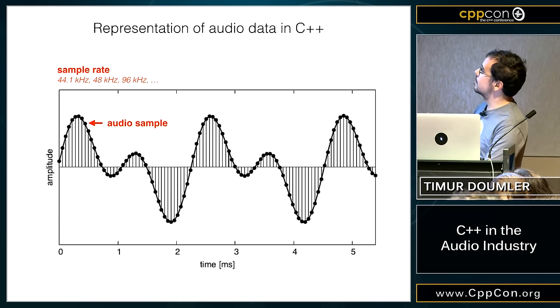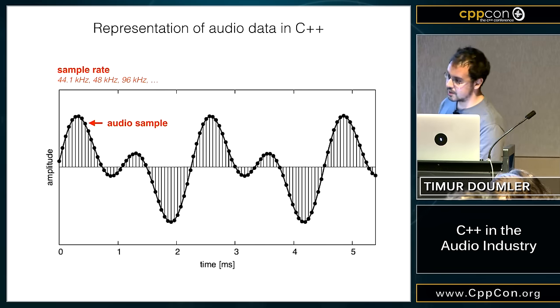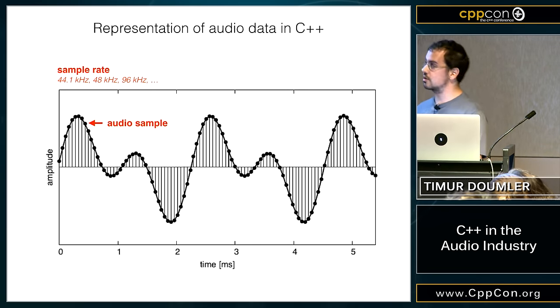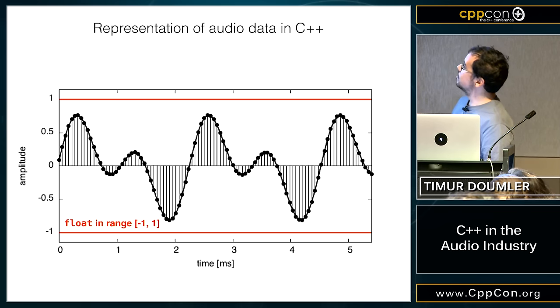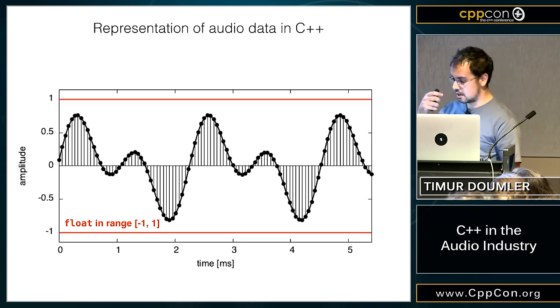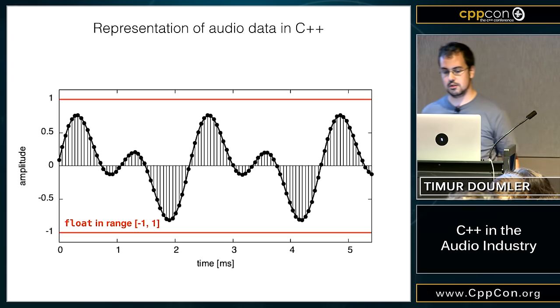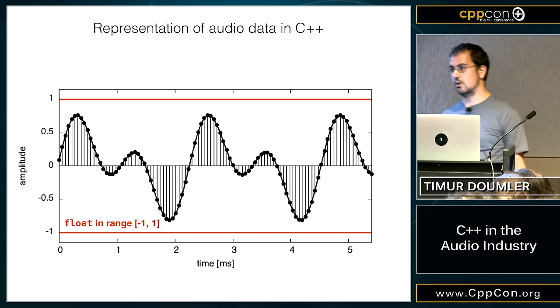This way of sampling sound has lots of implications, like the Nyquist sampling theorem and aliasing, which I'm not going to go into here. But so you have samples, a given number of samples per second. And the other convention, usually in this kind of C++ software, is that you would use floats in the range of -1 to 1 to represent that.